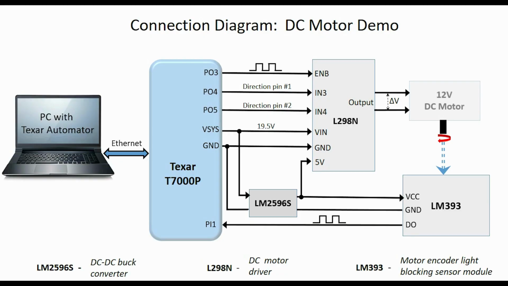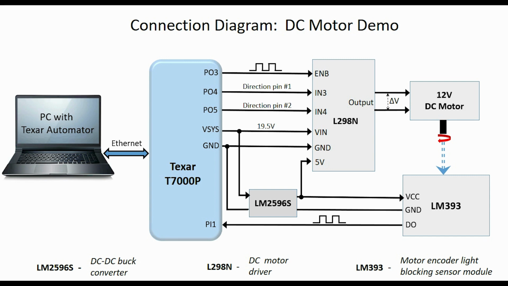Let us get started with the high-level connection diagram of this demo. Here is the DC motor. And this is T7000P, which is connected to the PC with Automator via Ethernet. LM2596S is a DC-DC buck converter for generating 5-volt supply. L298N is a dual H-bridge motor driver module for controlling the DC motor. LM393 is a sensor module to measure the speed of the DC motor.